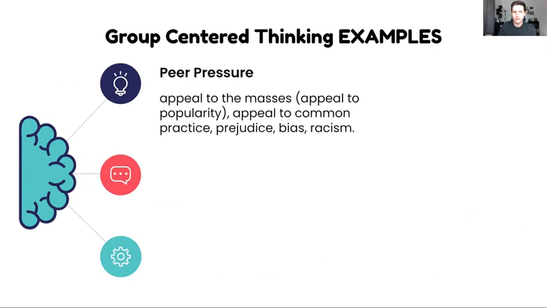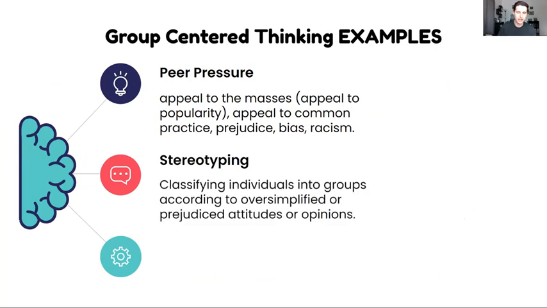Peer pressure, obviously a big part of social interactions, but we'll see this in specific fallacies: appeals to the masses or appeals to popularity, appeal to common practice. So we'll talk more about those examples when we get to fallacies. Stereotyping is another example of group-centered thinking. This is when we classify individuals into groups according to oversimplified or prejudiced attitudes or opinions.